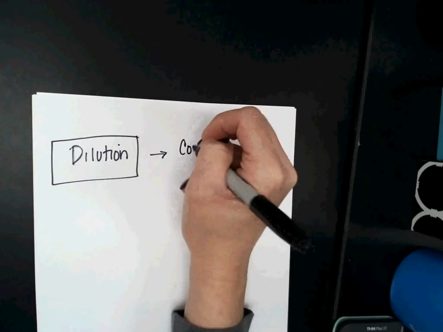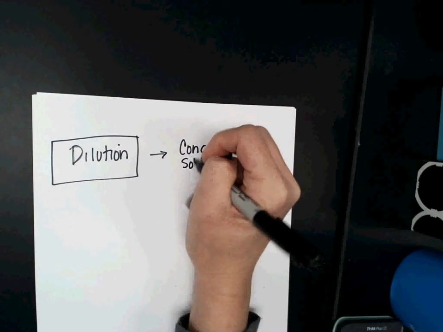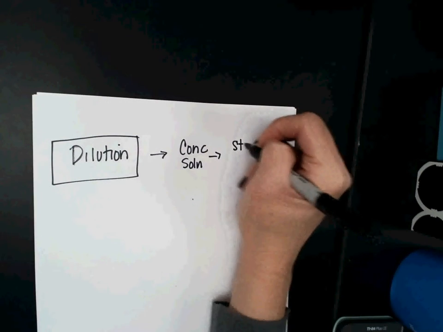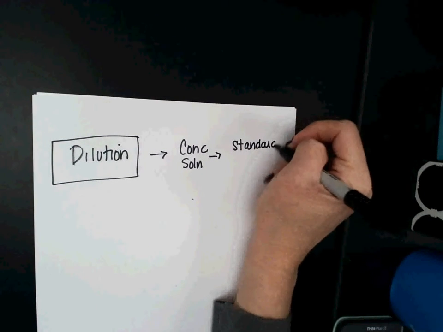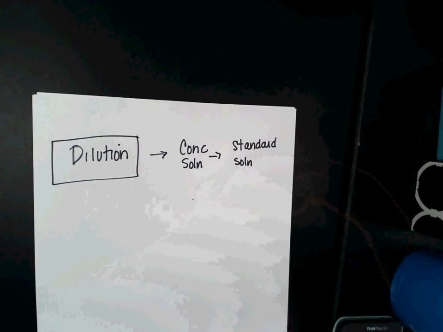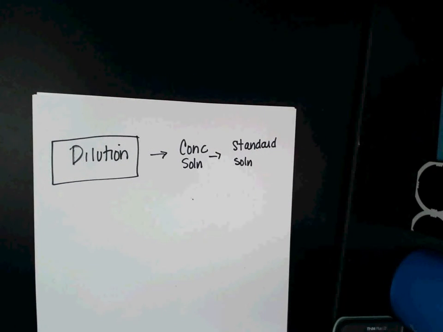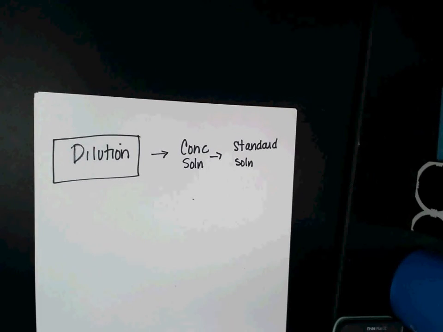I buy solutions that are extremely concentrated. And before I can let you use them, I have to go through the process of dilution. So this takes a concentrated solution, which is called a standard solution. Like when I buy hydrochloric acid, it's 12 molar hydrochloric acid. If I buy nitric acid, it's 14.3 molar nitric acid. And then everything that we use in here is somewhere between about 0.5 and 6 molar. So I have to dilute my concentrated standard solution.